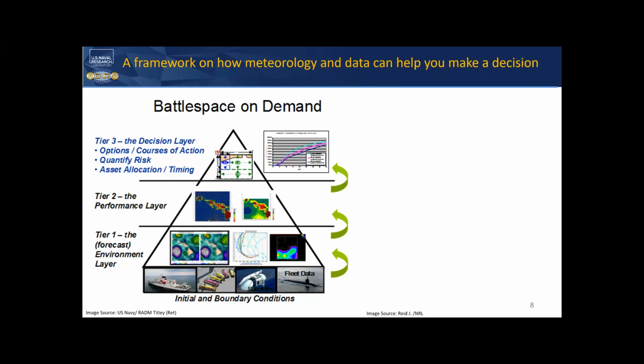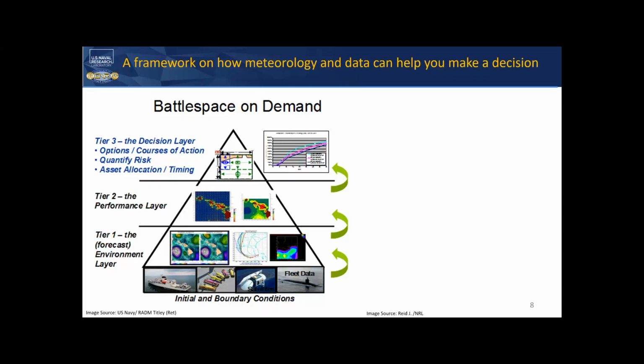And a lot of times with the performance layer too is that you will have probabilistic systems. There's not just one answer, but we'll give you an envelope. Like, yeah, you're probably okay tomorrow, but there's a chance that you're not going to be able to see the target that you're looking for.